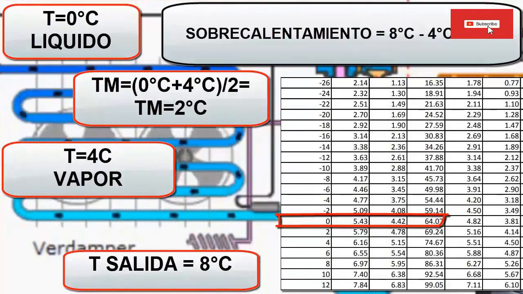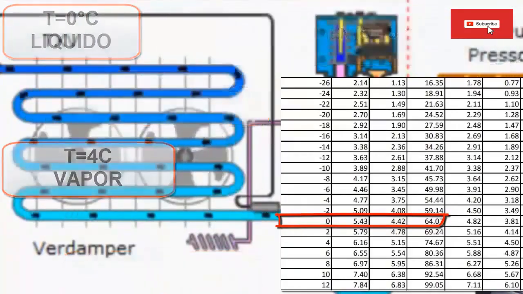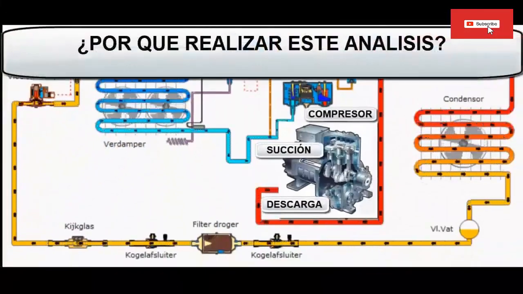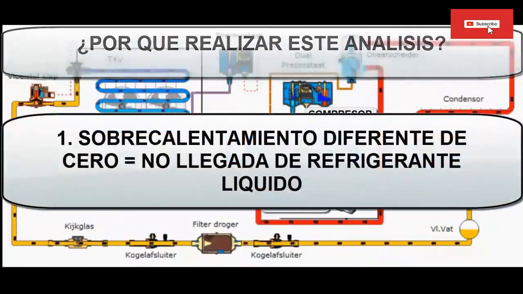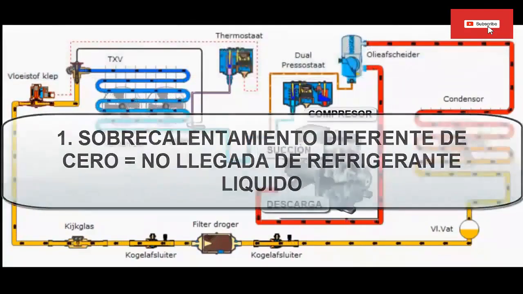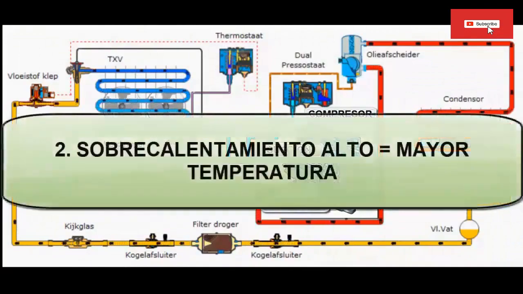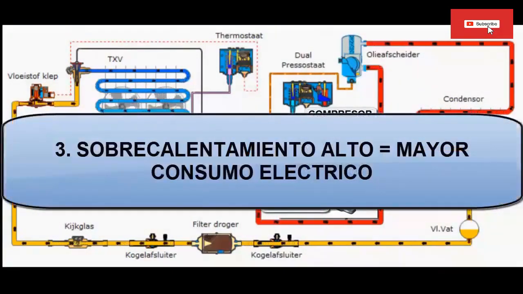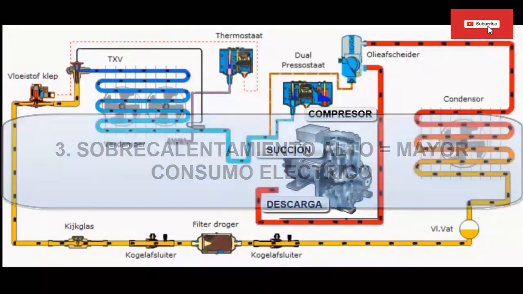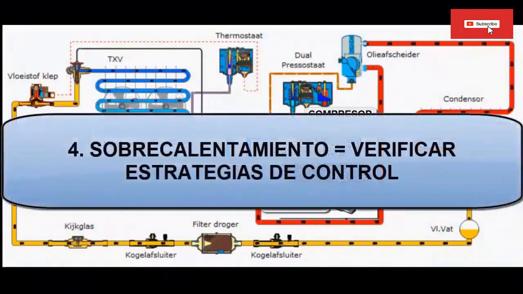Why is the analysis we just conducted important? Mainly for 1, verifying the presence of non-zero superheat in the R422d allows us to ensure that there is no presence of liquid refrigerant in the compressor suction. 2. A high superheat increases the temperature and can modify the properties of the compressor oil. 3. High superheating can cause an increase in electrical consumption. 4. With superheating, we can know if the amount of cold that is needed is being produced.